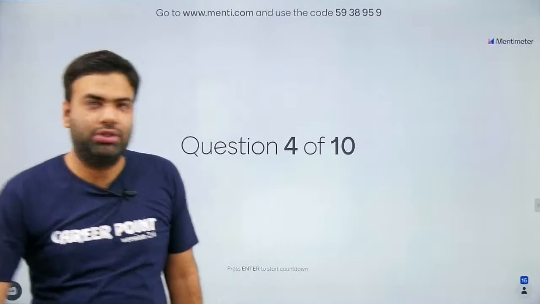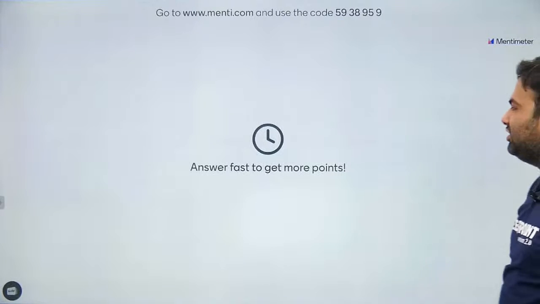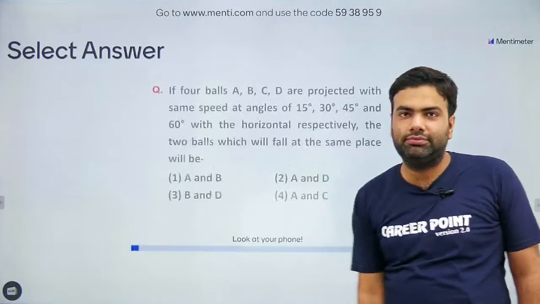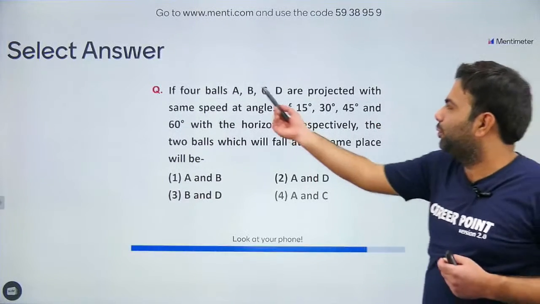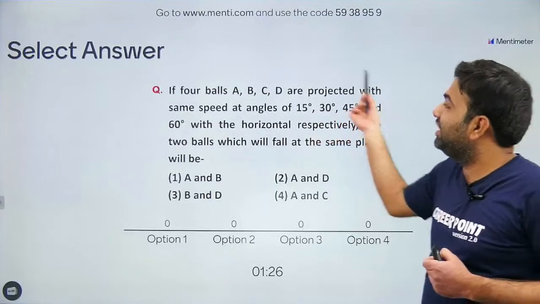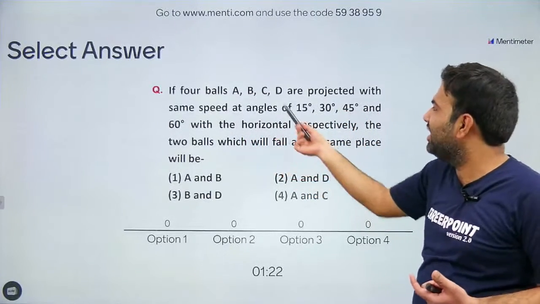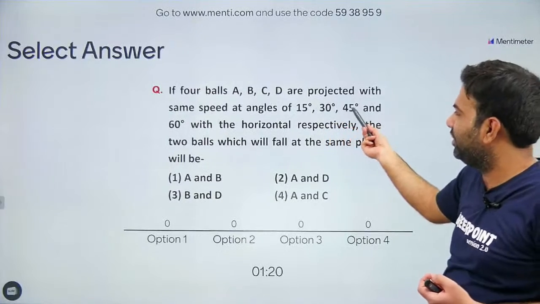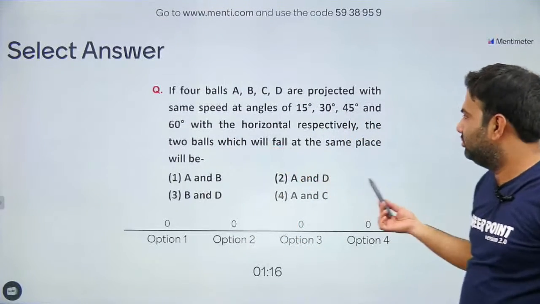Question number 4 out of 10. Answer fast to get more points. It is a very easy question. Four balls A, B, C and D are projected with the same speed but at different angles. The angles are 15 degrees, 30 degrees, 45 degrees and 60 degrees respectively, with the horizontal.